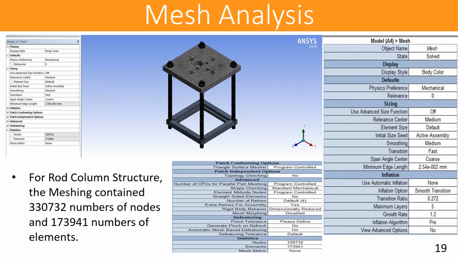After generating the mesh, from the statistics we can see that the meshing contained 330732 nodes and 173941 elements.